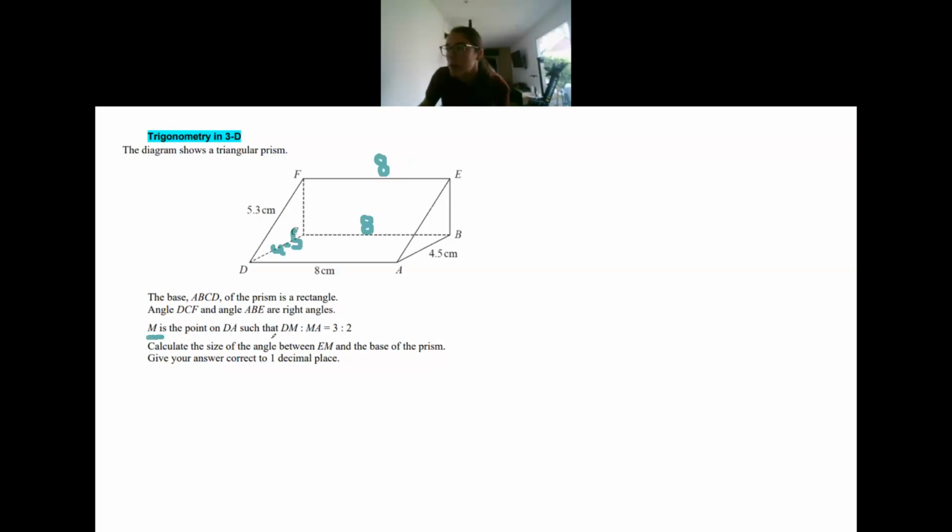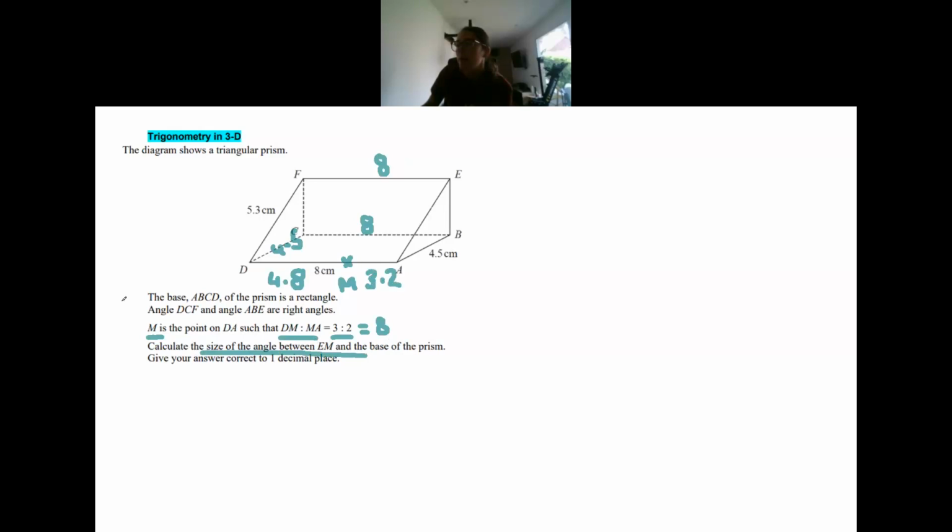M is the point on DA such that D to M, M to A is split in the ratio of 3 to 2. So we are splitting 8, so if M is there, we're splitting 8 in the ratio of 3 to 2. So we go 8 divided by 5 times by 3. So D to M is 4.8 centimetres and M to A is 3.2 centimetres.